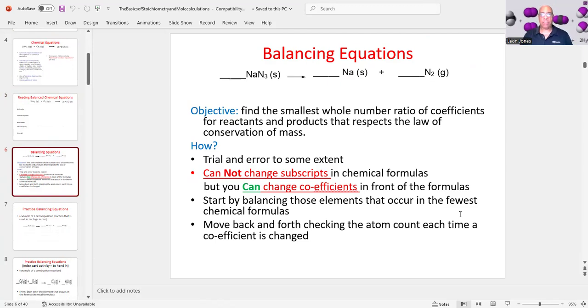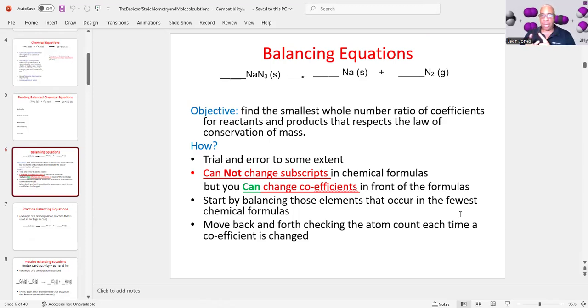Then the objective, what you need to do is find the smallest whole number ratio of coefficients for reactants and products that represent the law of conservation of mass. How? Trial and error to some extent. Now, you cannot change the subscripts in chemical formulas. Now, what is a subscript? I just gave you one. So if you have oxygen and you have a 2, the 2 is the subscript.